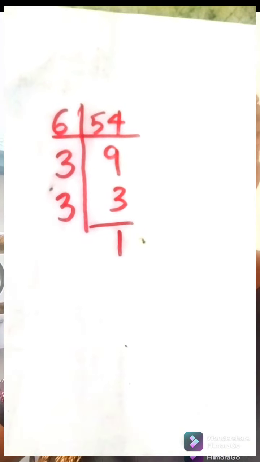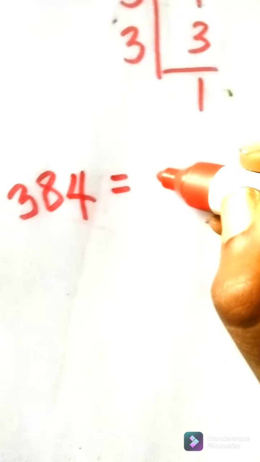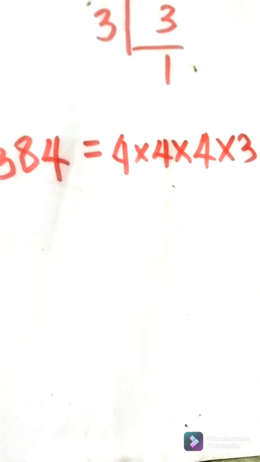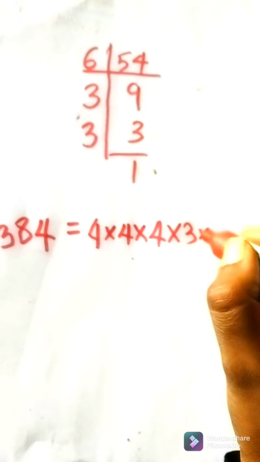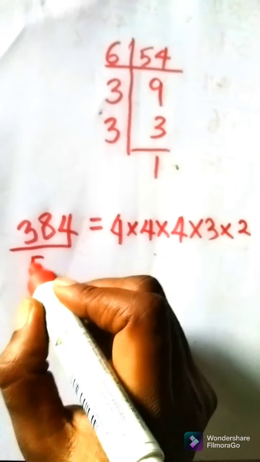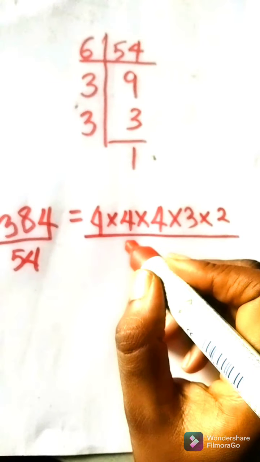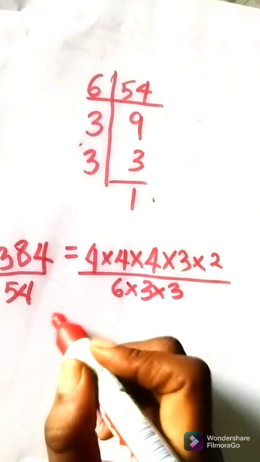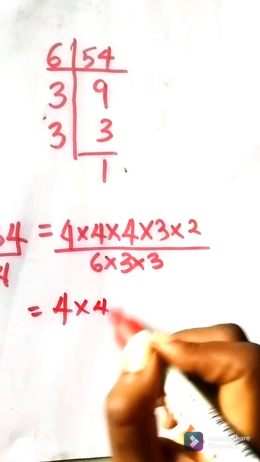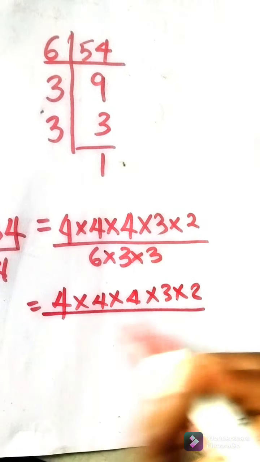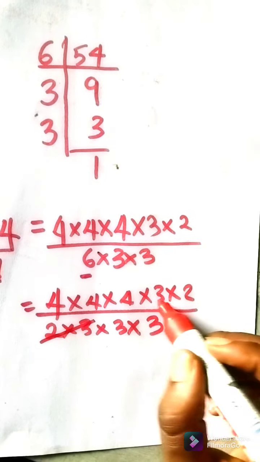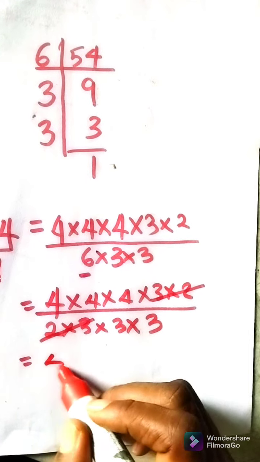We're going to rewrite our square root. So 384 gives us 4 times 4 times 4 times 2 times 3. 54 gives us 6 times 3 times 3. Okay. We'll cancel out this 3. Cancelling out this 3. We have it like this. I'm going to further break down 6. So we have 4 times 4 times 4 times 2 all over 2 times 3 times 3.